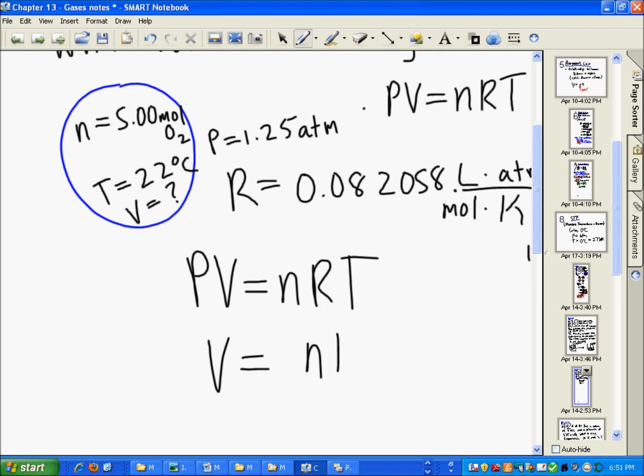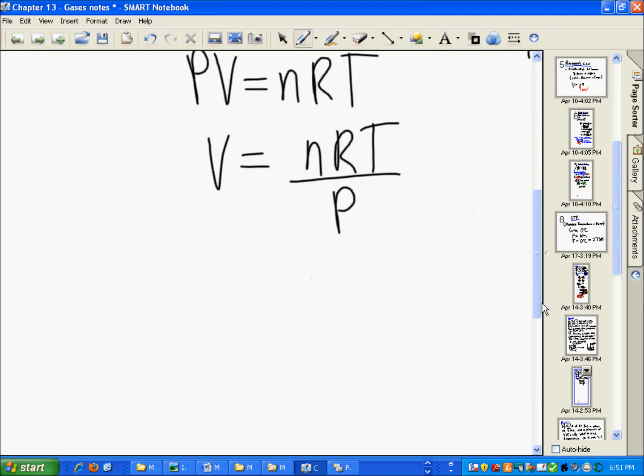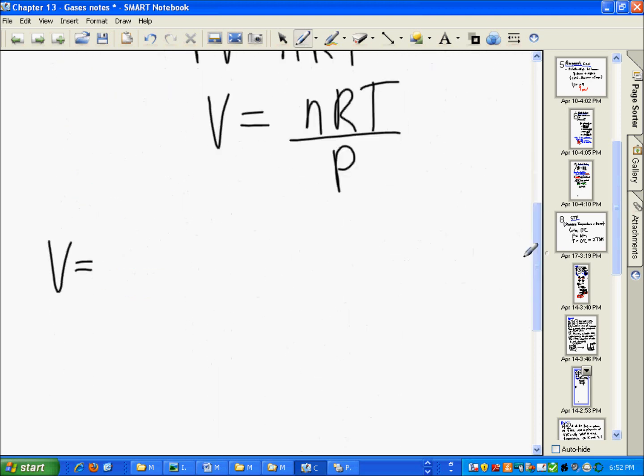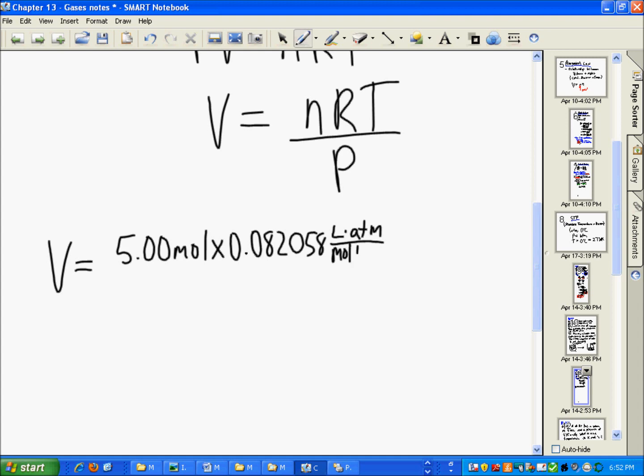The nRT doesn't have to move because it's already on the other side of the equal sign. The only thing that has to move is the P, and the P is on top on the left side, so it's going to go to the bottom on the right side. So now we can plug all the numbers in. So we have 5.00 mole times 0.08208 liters times atm over mole times kelvins times the temperature.